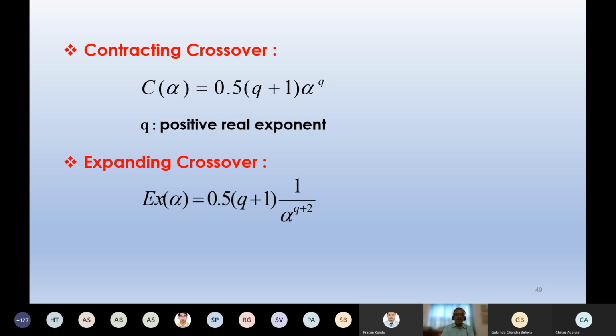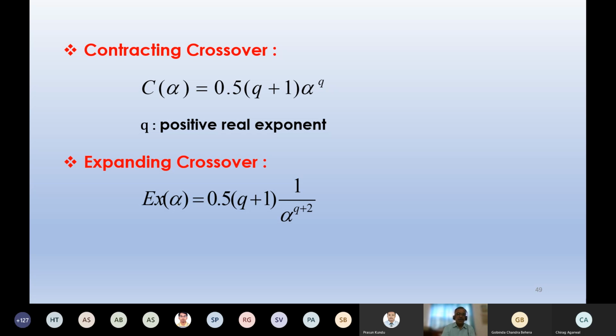Once again, this mathematical expression is not unique. If you see the literature, you'll be getting many such expressions. Okay, other types of expressions you'll be getting. Now, this is one of the most popular expressions which you use for contracting and expanding crossover. Now, I'm going to discuss why we consider this type of expression. To investigate that, let me put q equals to 0.